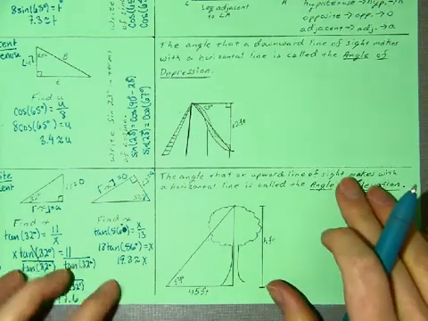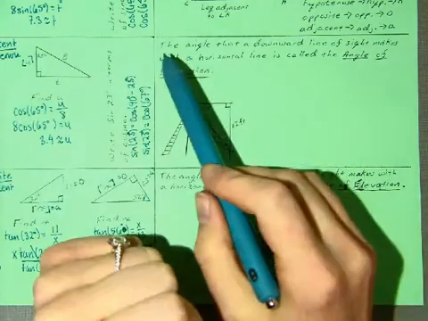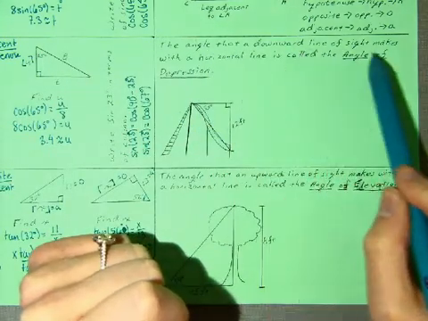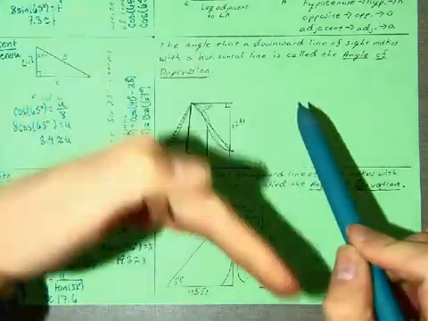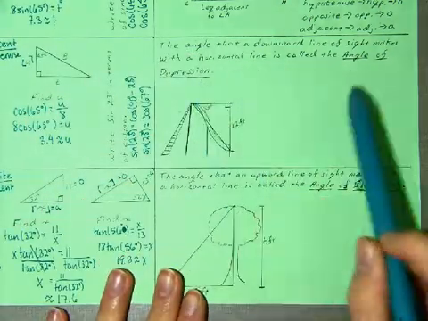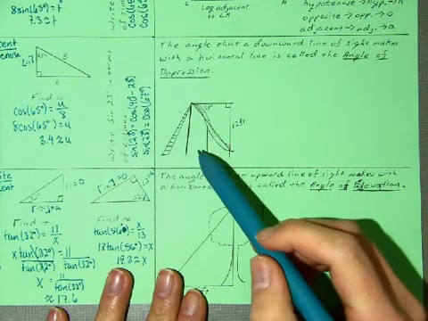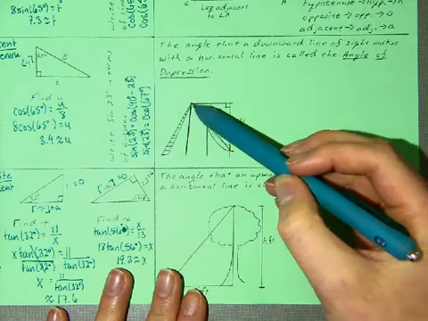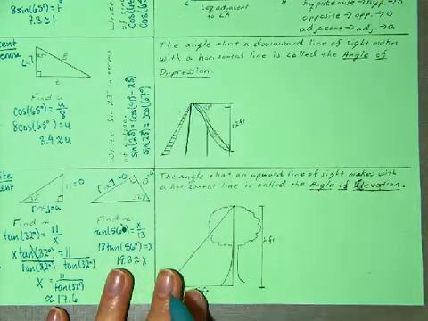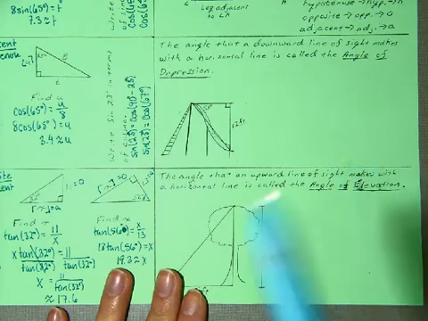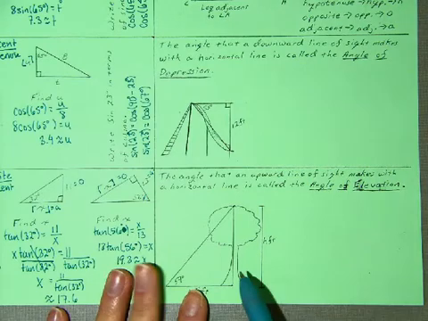So what is an angle of depression or an angle of elevation? Well, the angle from a downward line of sight makes a horizontal line, and we call this line here the angle of depression. So the angle made from a horizontal line of sight and the angle down is called our angle of depression. And then if we're looking upward, the angle that an upward line of sight makes with a horizontal line is called our angle of elevation.